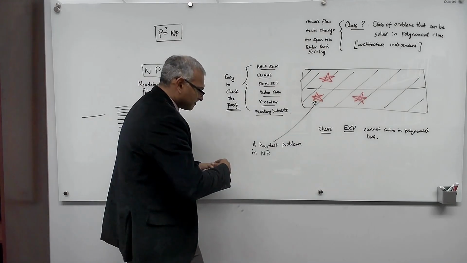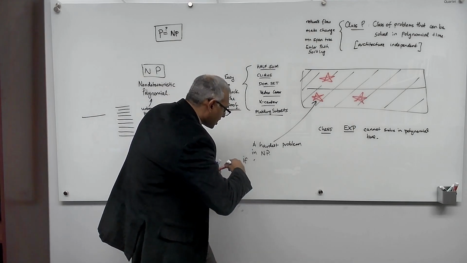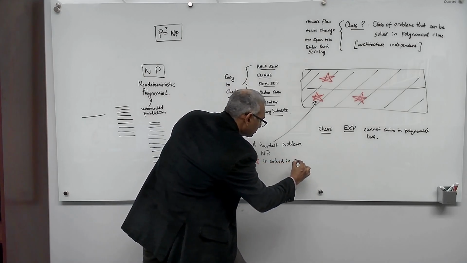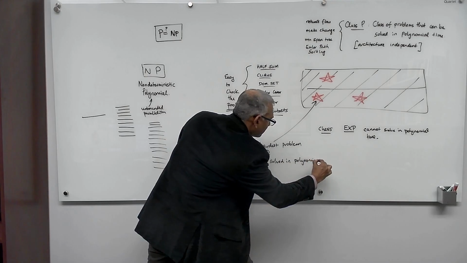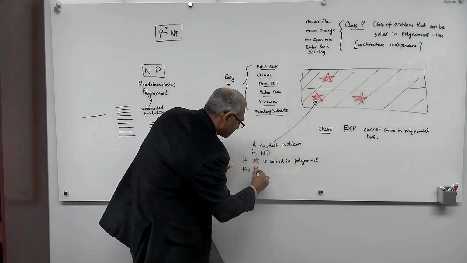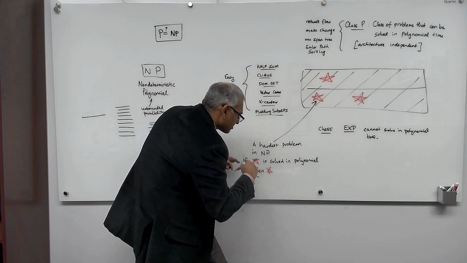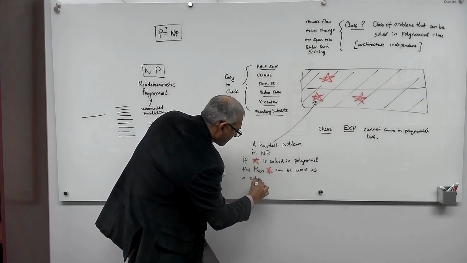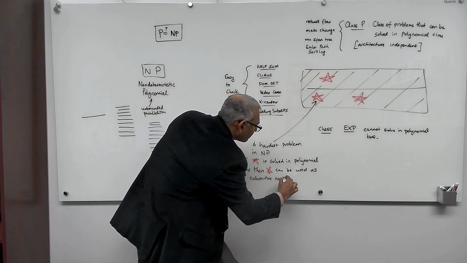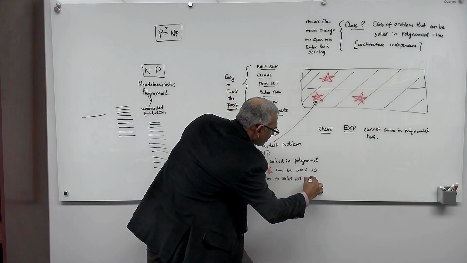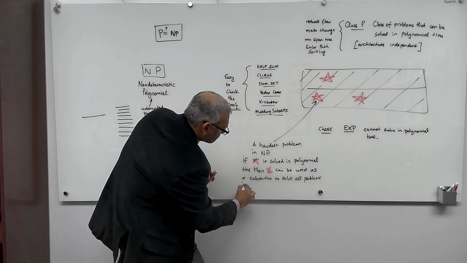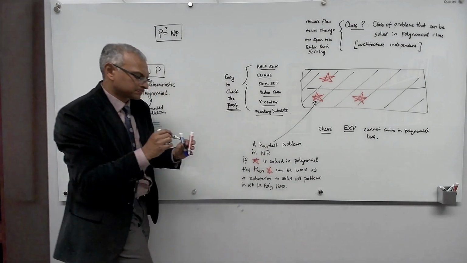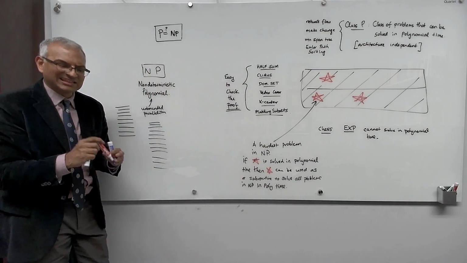Okay. So if star is solved in polynomial time, then star can be used as a subroutine to solve all problems in NP in polynomial time. So let's pause and let that sink in.